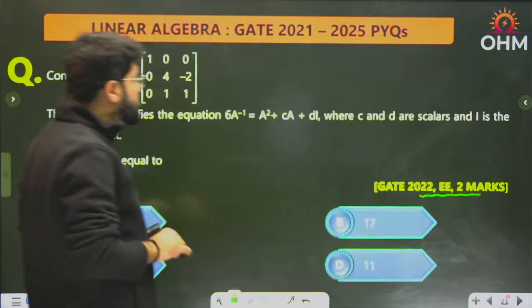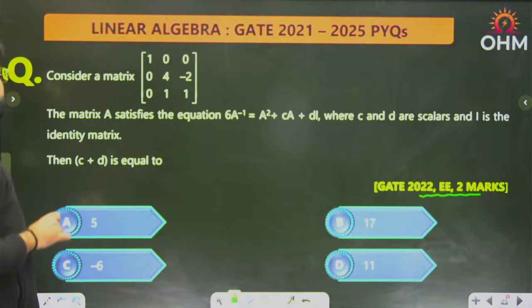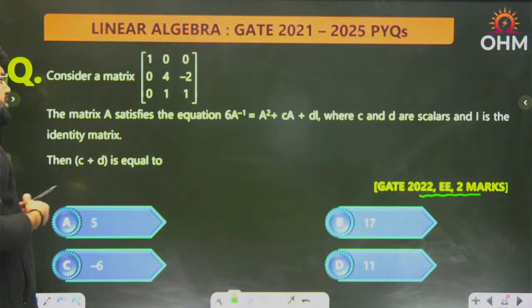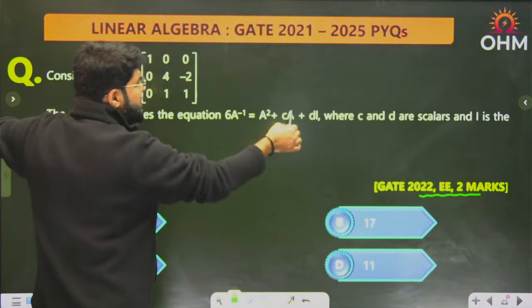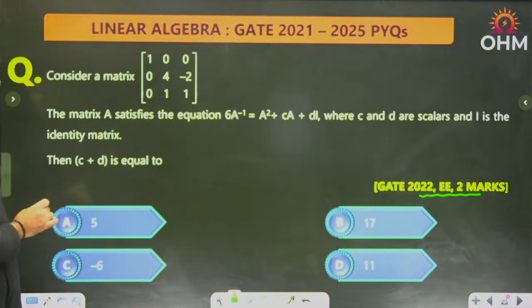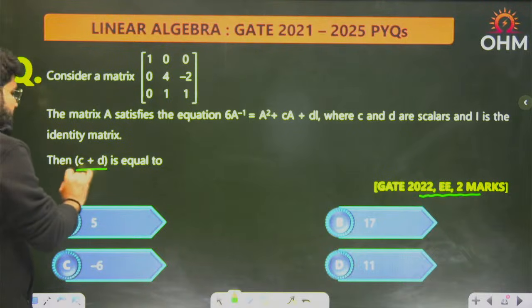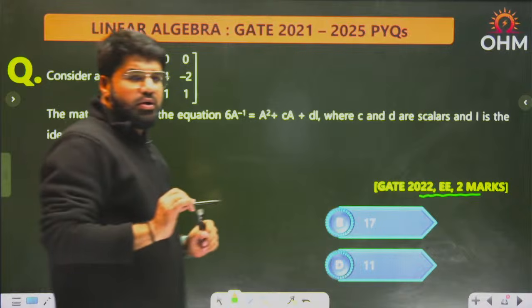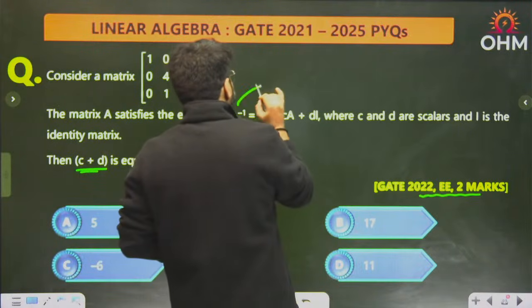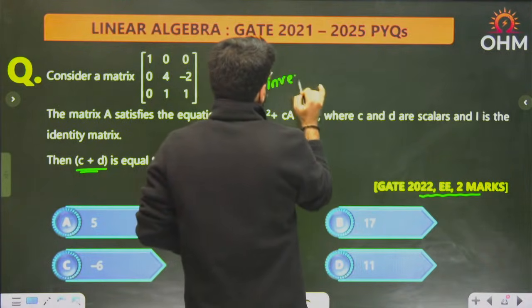So, see, what is the next question telling you? Electrical 2 mark question. There is a 3 cross 3 matrix which satisfies the equation 6A inverse equal to A square plus cA plus dI, where c and d are scalar numbers. What is c plus d? That means first you have to find c and d, and then the c plus d value. The equation is for the inverse of A, a negative power of A.